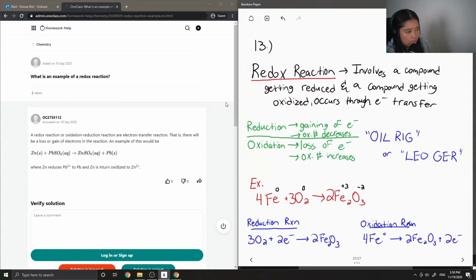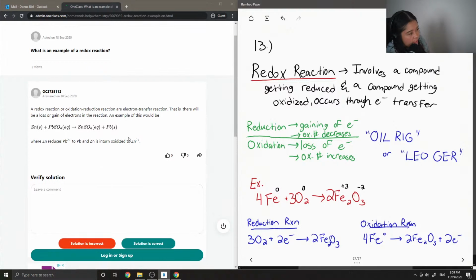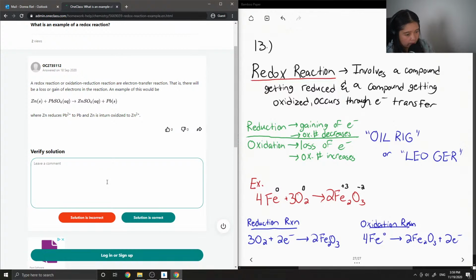Okay, so let's see what the junior tutor said. A redox reaction, or oxidation-reduction reaction, is an electron transfer reaction. That is, there will be a loss or gain of electrons in the reaction. An example of this would be zinc solid plus lead sulfate makes zinc sulfate plus lead solid. The zinc reduces the lead 2+ to just lead 0, and zinc is in turn oxidized to zinc 2+. Yep, so this solution is correct.